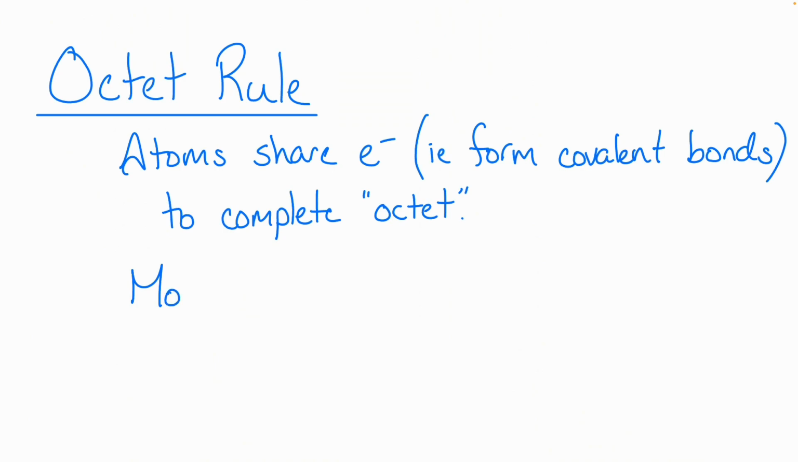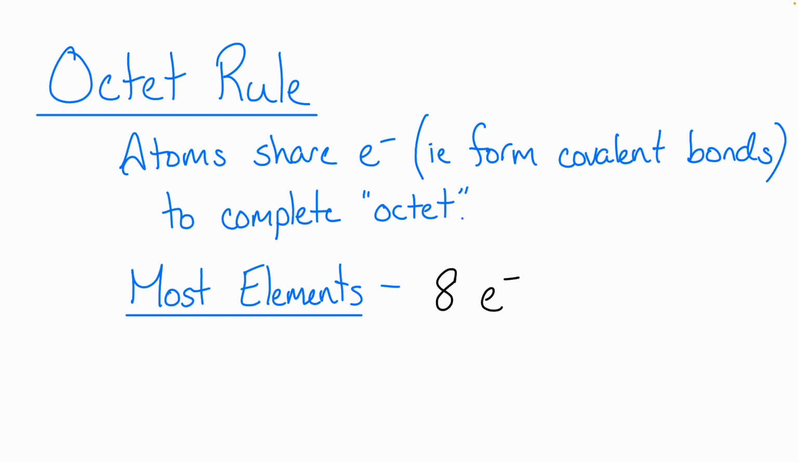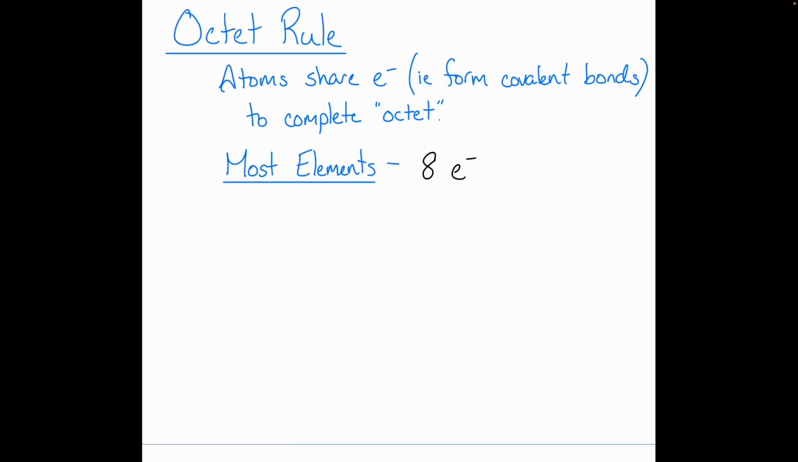All right, so for most elements, we have to put this caveat "most" on it, and I'll explain that here in a second. The octet rule means 8 electrons. So let's look at one of our structures that we had done before. That oxygen difluoride.